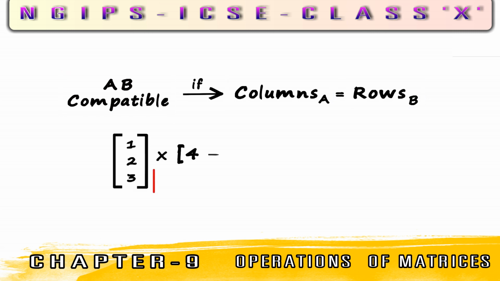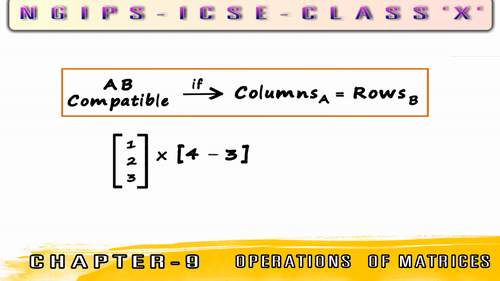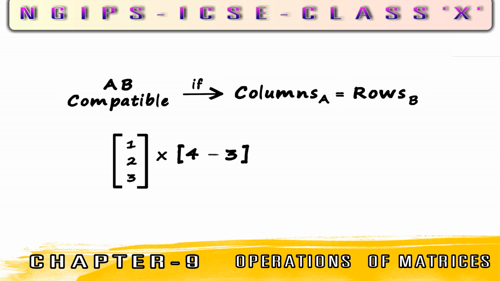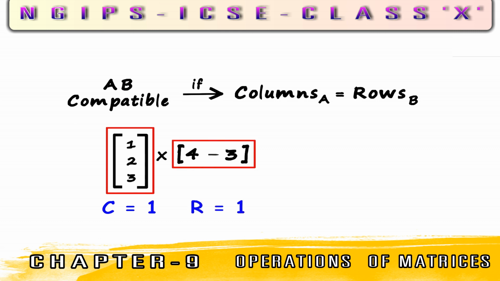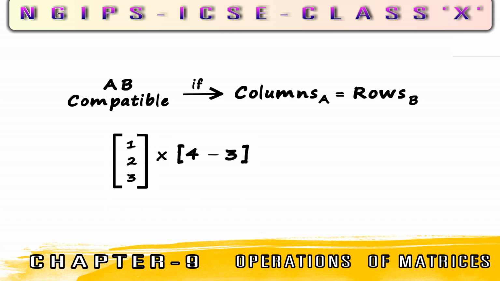Can this matrix be multiplied with this one? We don't have to multiply. We just need to check the compatibility. Look at the rule again. AB is compatible if the number of columns in A is equal to the number of rows in B. Here the first matrix has one column and the second matrix has one row. The number of columns in this matrix is equal to the number of rows in this matrix, and hence this multiplication is possible.